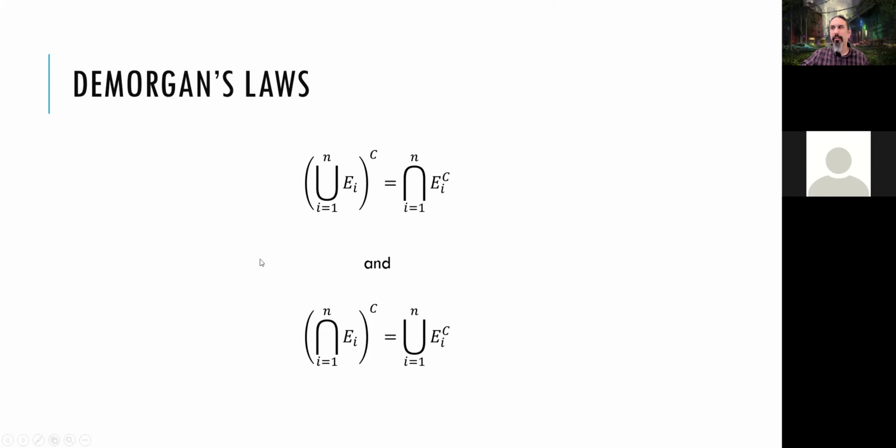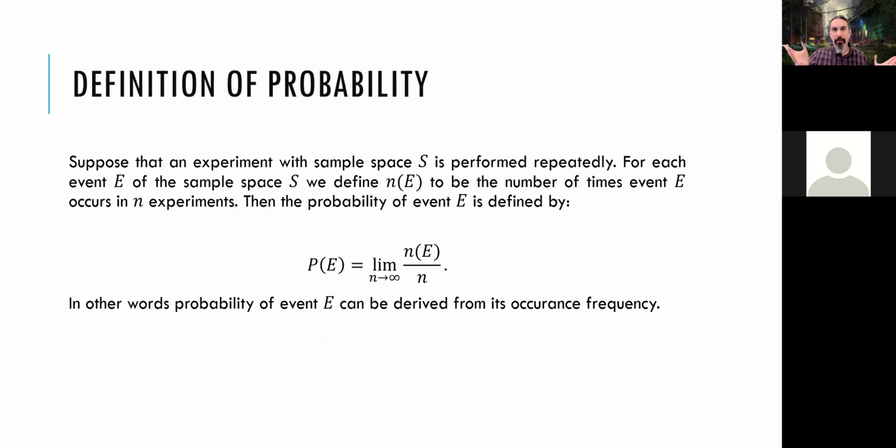De Morgan's laws are used a lot, but it depends on the question, which you will see later on. Now, what's the definition of probability? We have seen everything about set theory and the relations between sets. Now, let's start with an experiment again.